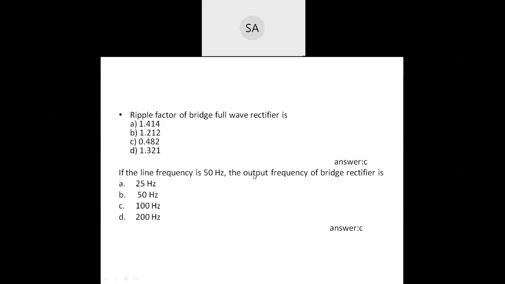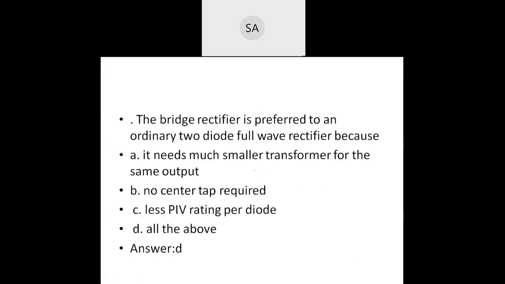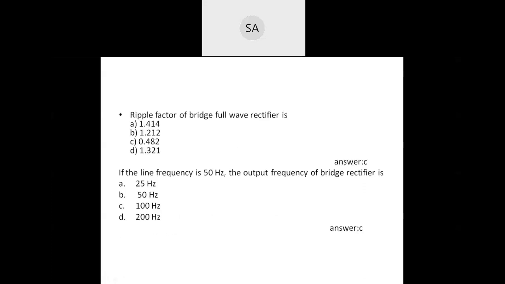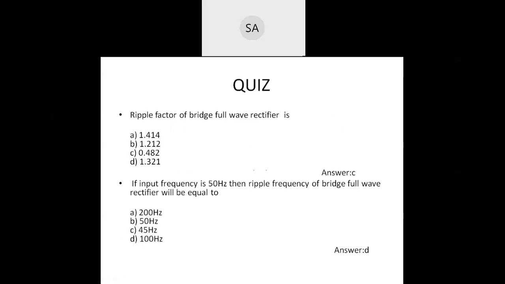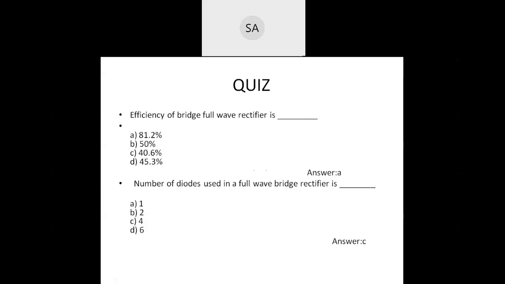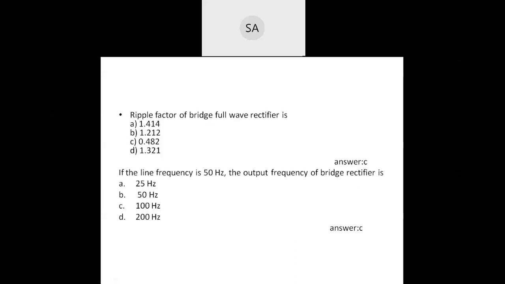The ripple factor of the bridge full wave rectifier is 0.482, and if the line frequency is 50 Hz, then the output frequency of the bridge rectifier is 2f, that is 100 Hz.